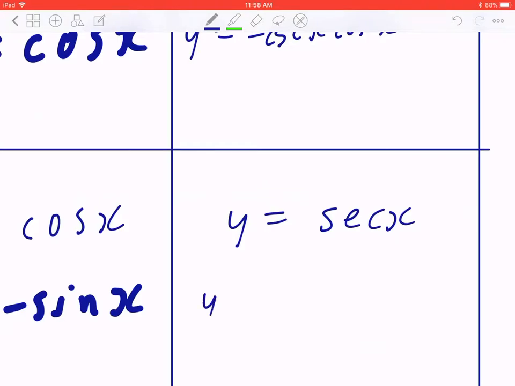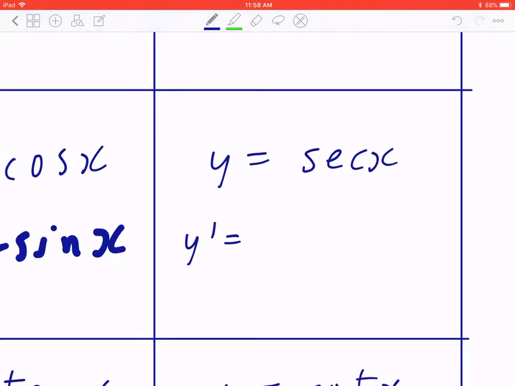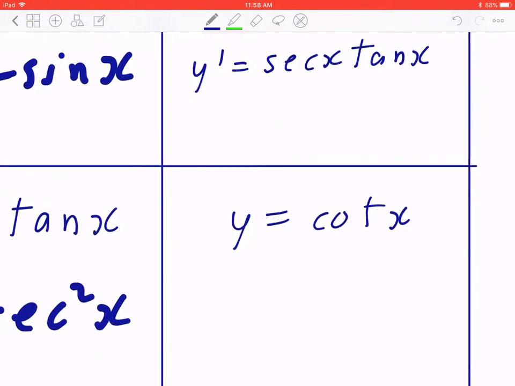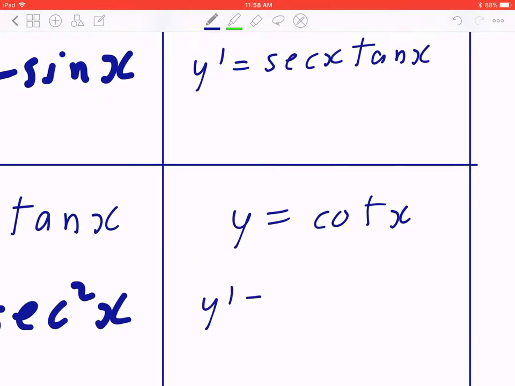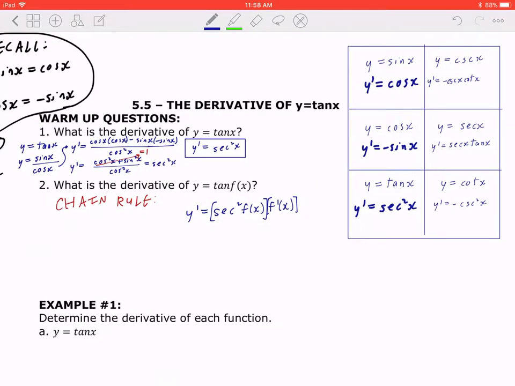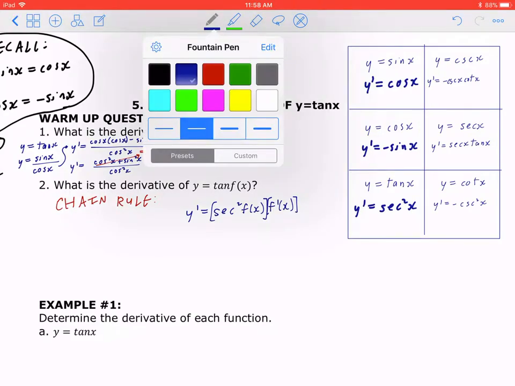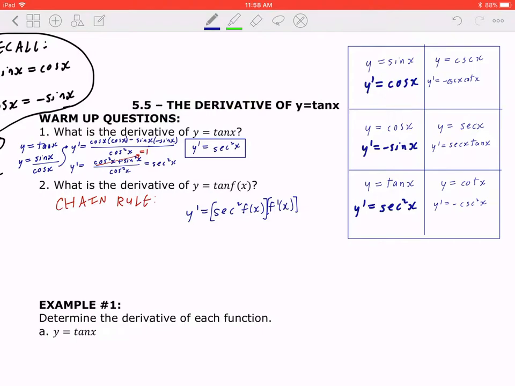If y equals secant x, y prime is going to be secant x tan x. And of course, last but not least, if y equals cotangent x, y prime is going to be negative cosecant x squared. Now, let's show you where they come from. So we're deriving each case for you. This will strengthen your skills for sure. So let's try to do this in this space.